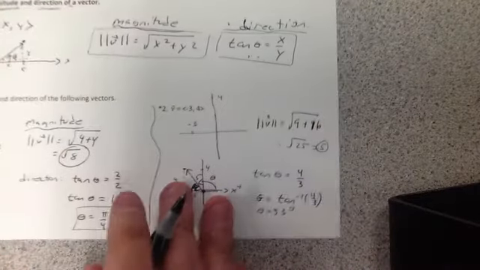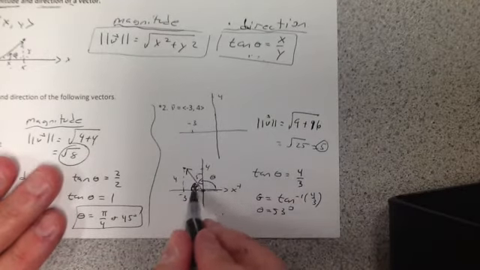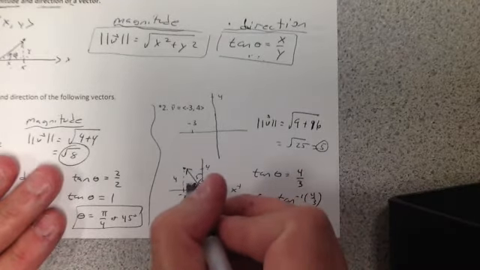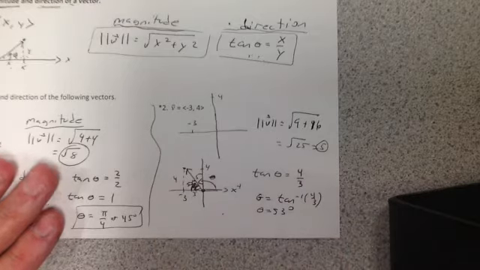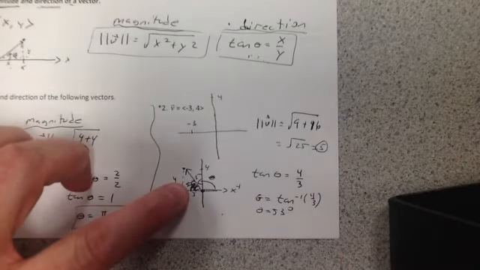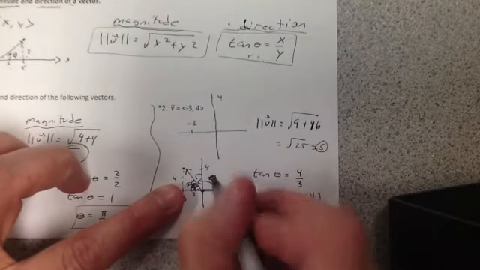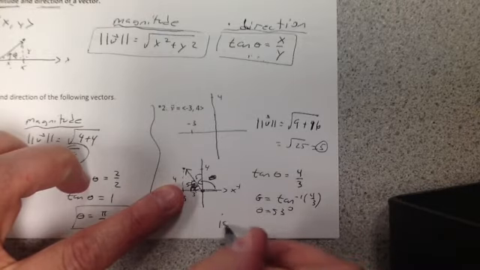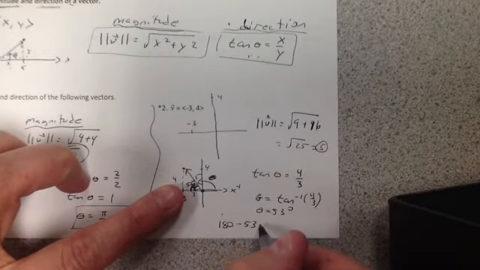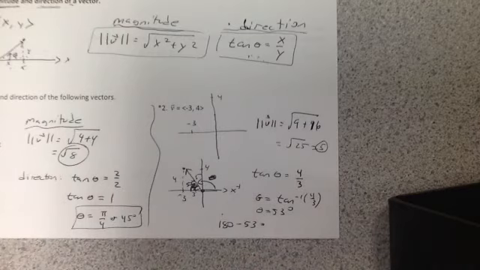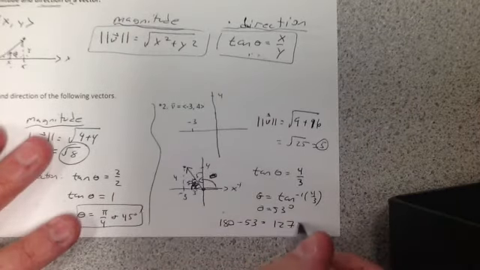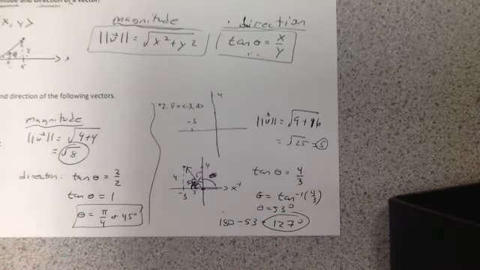But remember, that 53 degrees is right here. That's this angle right here. That's 53 degrees. It's kind of hard to see, but that's 53 degrees right there. To get our angle, we have to get 180 minus 53 degrees. And take 180 minus 53, we get 127 degrees for our angle.